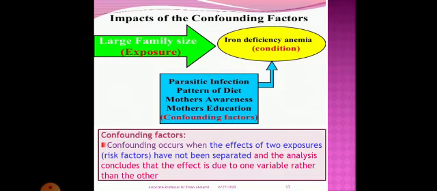We want to confirm this association or not, but we should take into consideration that there are other factors, the confounding factors, which may affect the occurrence or the presence of the disease, such as different parasitic infections, such as Ancylostoma duodenale, or certain other parasitic infections which cause iron deficiency anemia, or the pattern of diet, for example inadequate diet, or maternal awareness or education. And socioeconomic condition, which is always regarded as a confounding factor, affects the result of the disease.